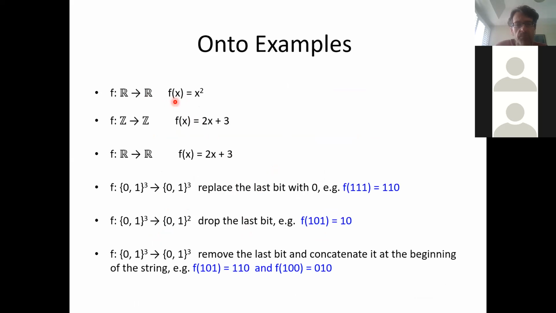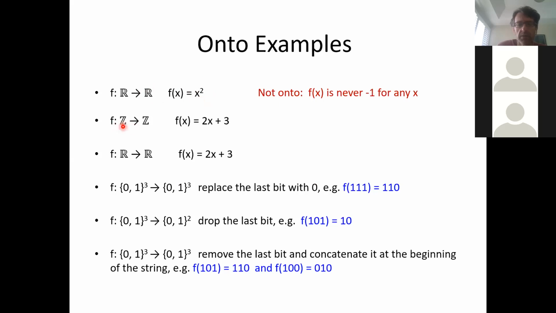Here is the same function as before. Let's look at whether it is onto. Is this function onto the reals? No, it's not, because it gives squares and therefore positive numbers. So negative numbers are not mapped. There is no negative number in this target that is a value of any real that has this form.